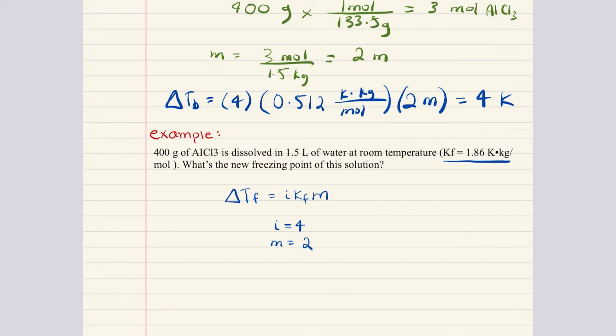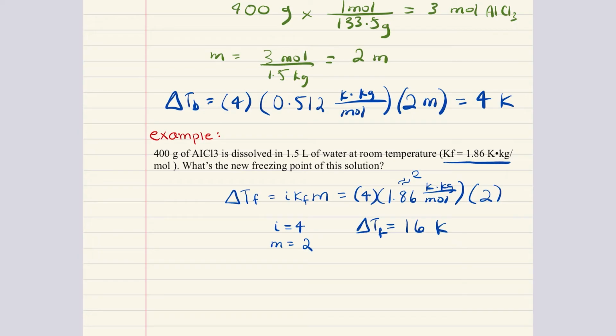So then all we have to do is plug it into this equation. i is 4. We're given Kf, it's equal to 1.86 Kelvin times kilogram over mole. All right, and then that is multiplied by molality, which is equal to 2. Now, I'm going to approximate this to 2. 4 times 2 is 8, and 8 times 2 is equal to 16. So delta TF is equal to 16 Kelvin. That's our freezing point depression.